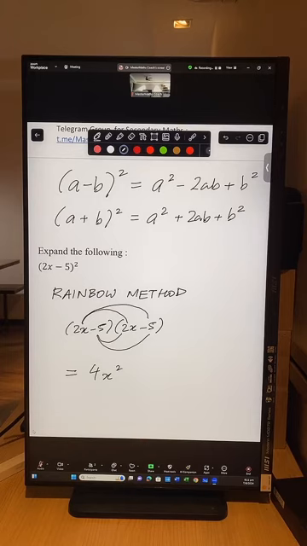2x multiply minus 5, negative 10x. Minus 5 multiply 2x again, another negative 10x. And then negative 5 negative 5 will give me positive 25. So this will give me 4x square minus 20x plus 25. So you see, you get back the same answer using the rainbow method. So that is for those who have not memorized the formula.